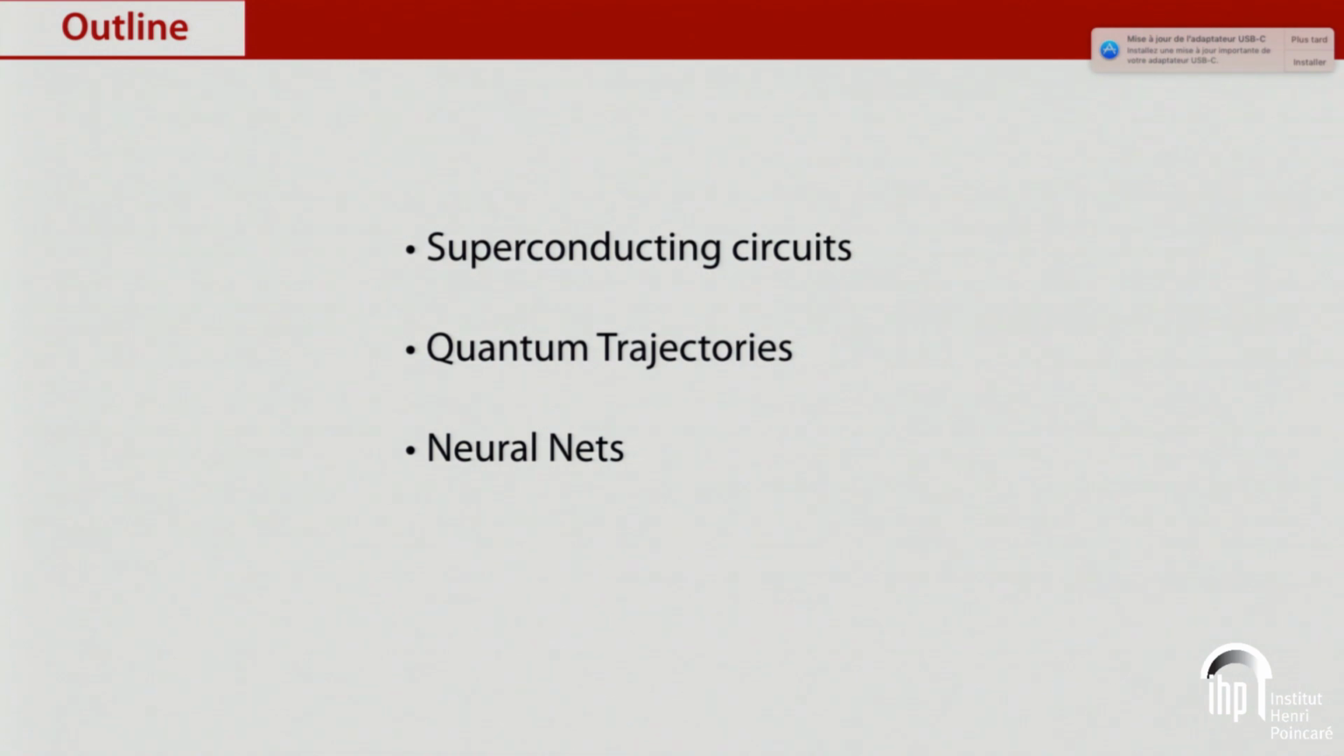So this is my outline. First I introduce superconducting qubits, in a simple case, so 1 qubit and 1 continuous measurement. Then I will show a few examples of quantum trajectories solved using the master equation, and then I would show how neural nets can be used to infer those trajectories.